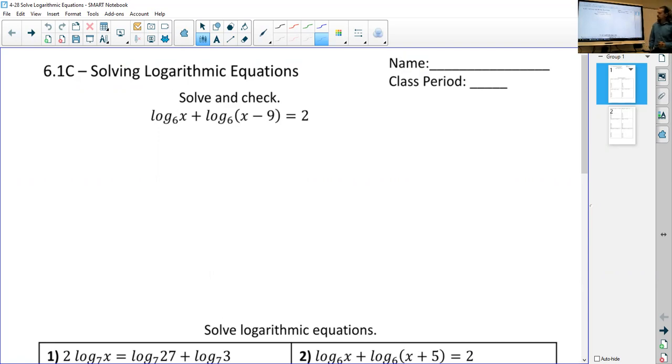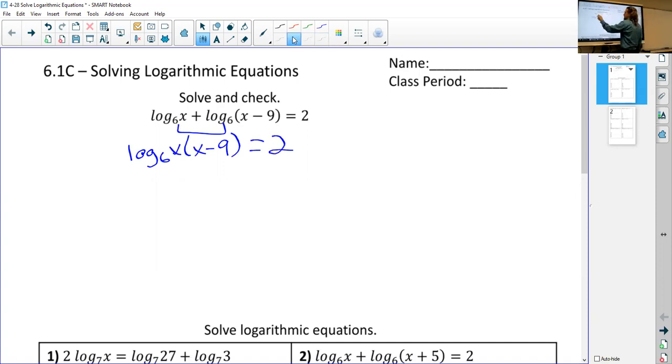This one's a little bit tricky. Log base 6 of x plus log base 6 of x minus 9 equals 2. So I want to get this down to a single logarithm. Since these have the same base, I know I can combine them. Since they're being added together, that's our product rule. So it's going to be log base 6, and then I'm just going to multiply x times x minus 9, and all of that equals 2.